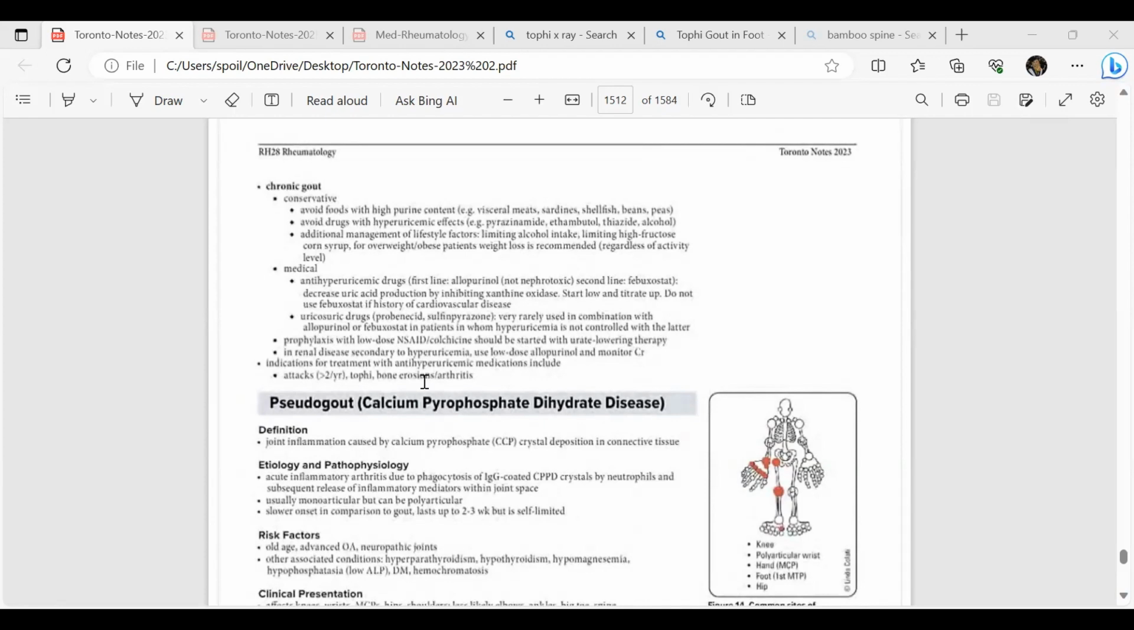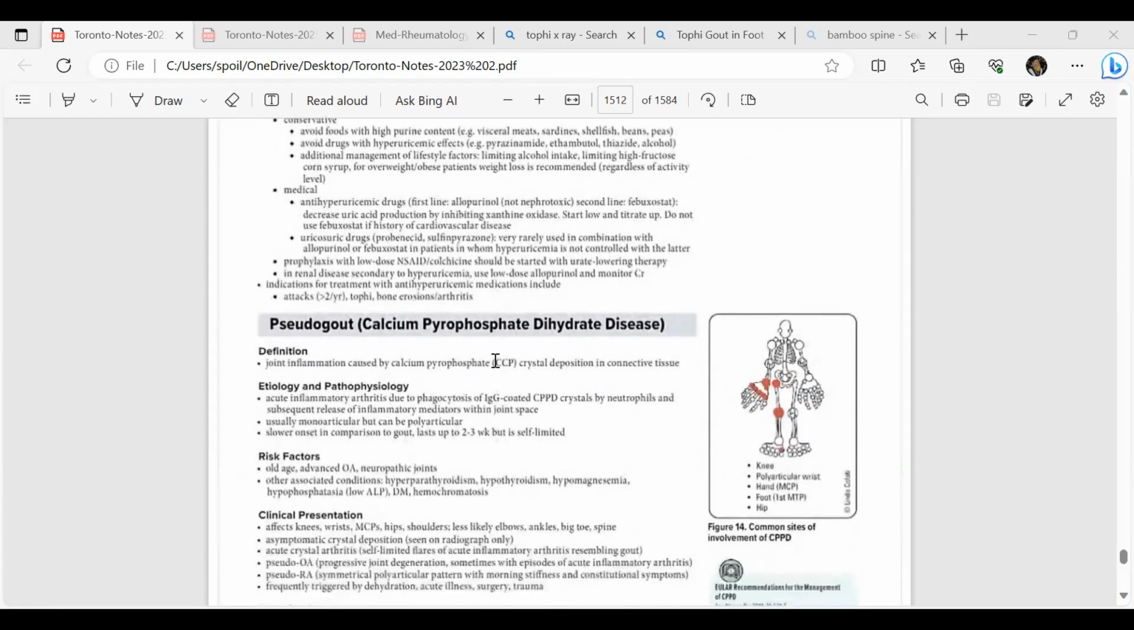Indications for treatment with anti-hyperuricemic medications: the first-line drug is allopurinol, which is not nephrotoxic, and the second line is febuxostat. We start anti-hyperuricemic medications in chronic gout when there are greater than 2 attacks per year, tophi are there, and bone erosion and arthritis are there. Then we will start anti-hyperuricemic drugs.